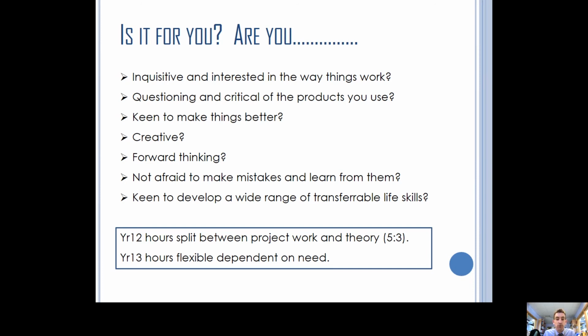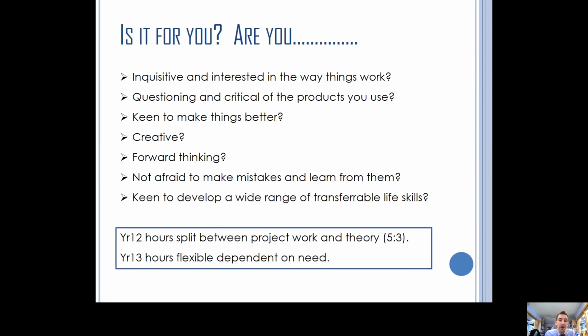That's really critical. Can you work in that way? And are you keen to develop a wide range of transferable life skills? If you think this sounds like you, and you've enjoyed your GCSE design technology, then yeah, maybe this is the one for you. How do we split the hours?